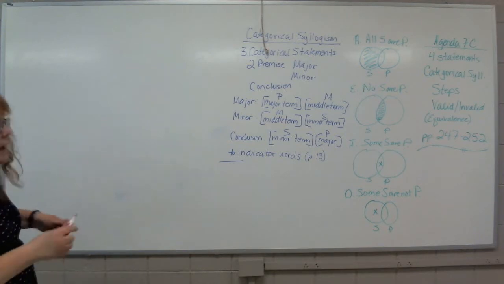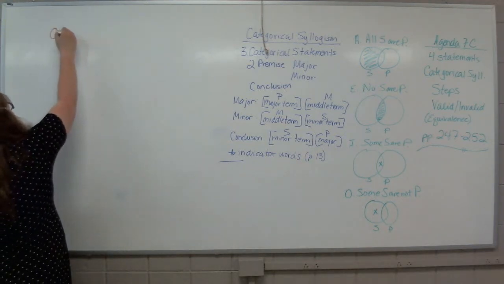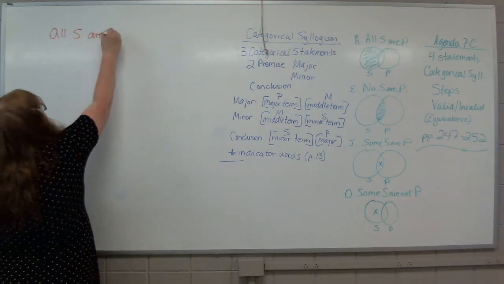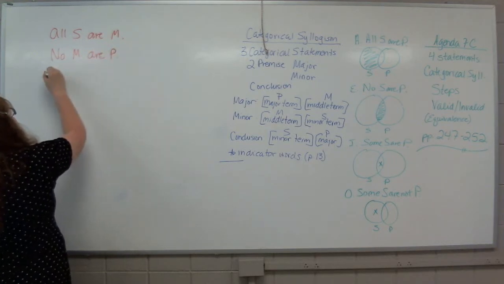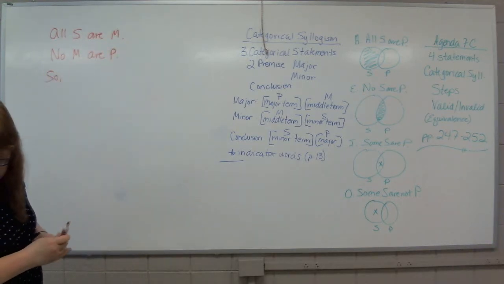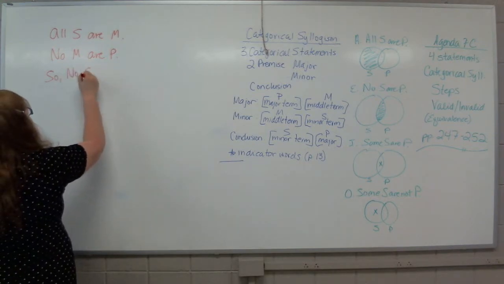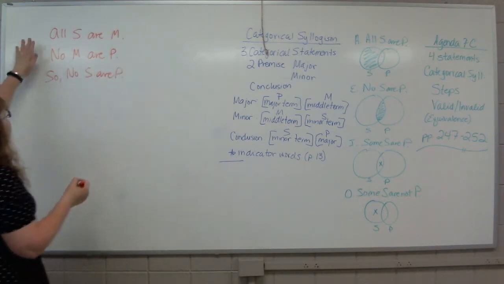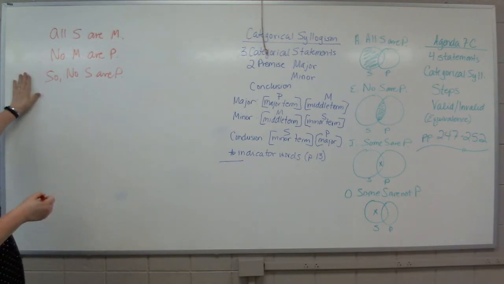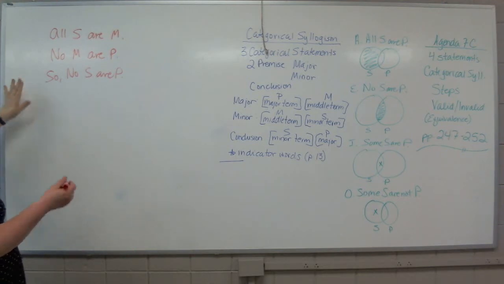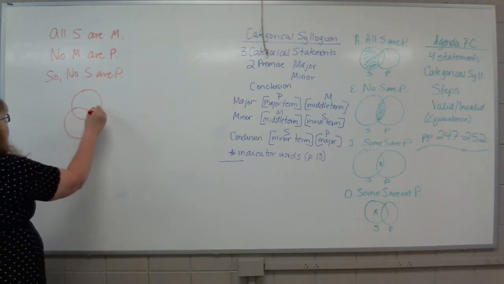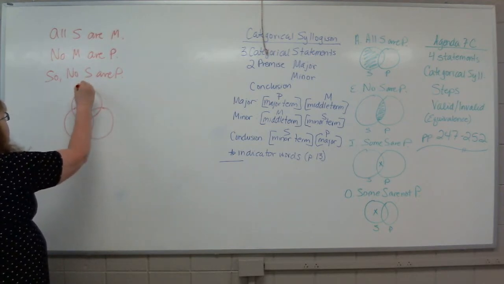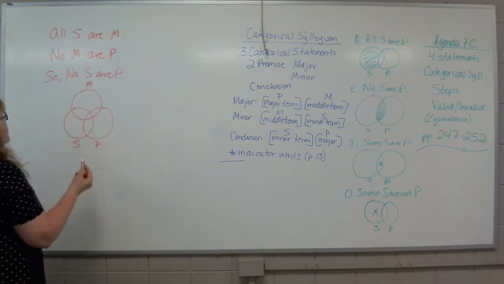Okay, so if I have an argument like this: all S are M, no M are P, so no S are P. All three of my categorical statements are universals. It's a lot of coloring. So we're going to do, I don't know which one I get better. The last one is always the weird shape for me anyway.